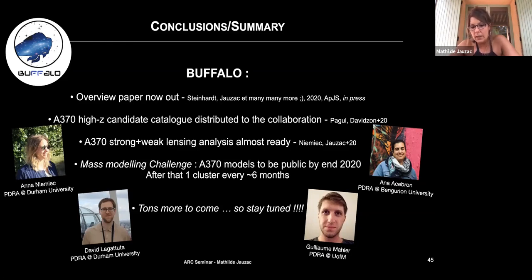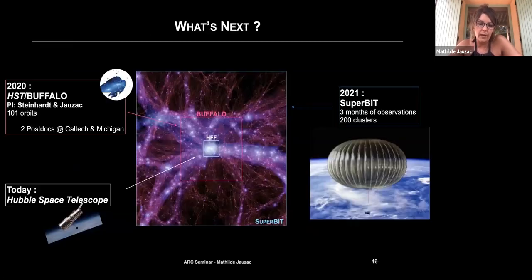Guillaume Mahler, who is also a postdoc at the University of Michigan, is also joining Durham in November. David Lagattuta is also already in Durham, and Anna, who is not the other Anna, is not joining Durham, but I hope that I will get her to join Durham at some point. But anyway, all of these four are actually running most of the working groups. And so this is why their effort should be acknowledged.